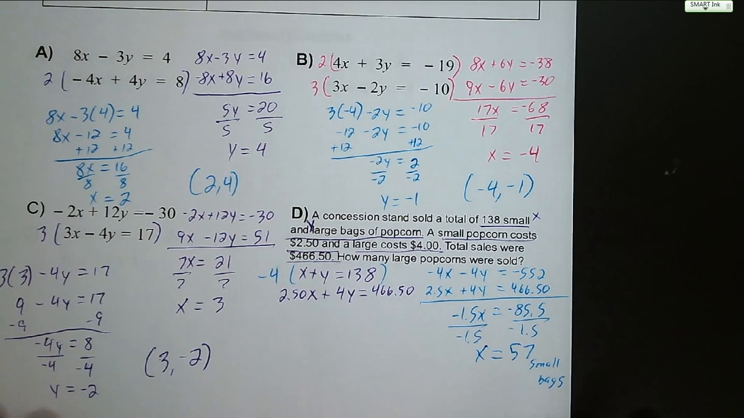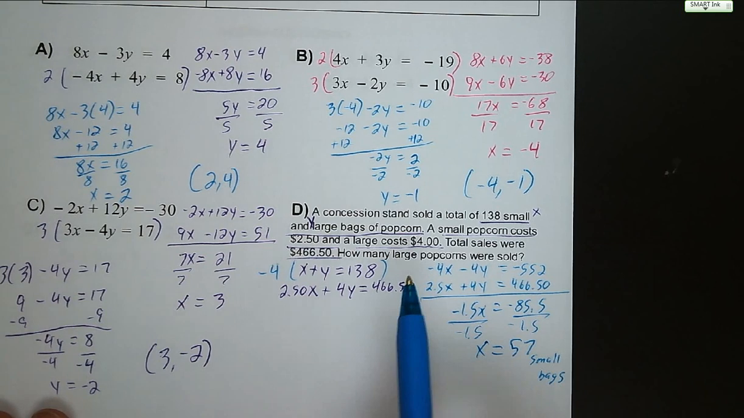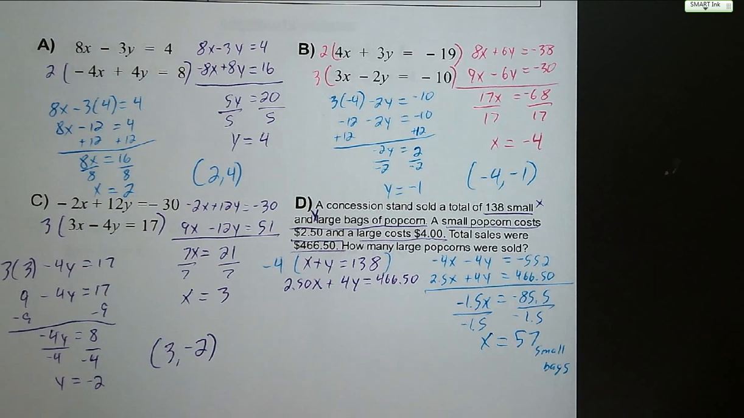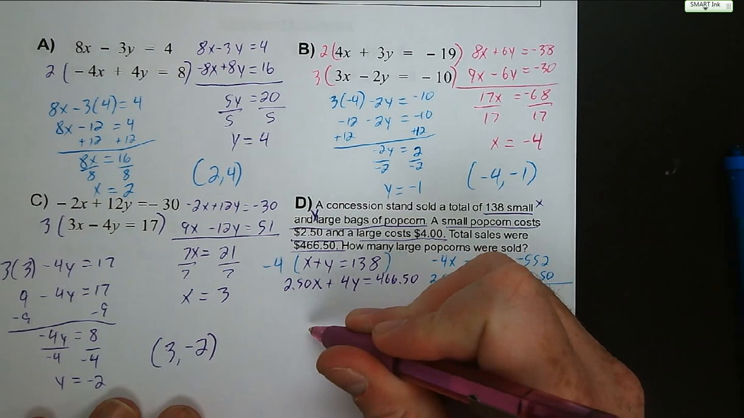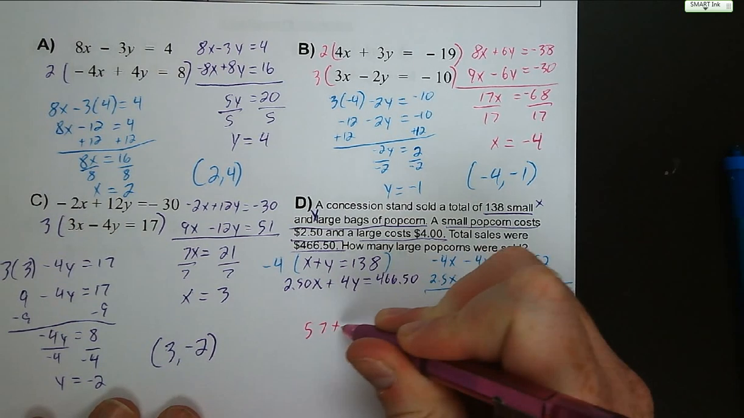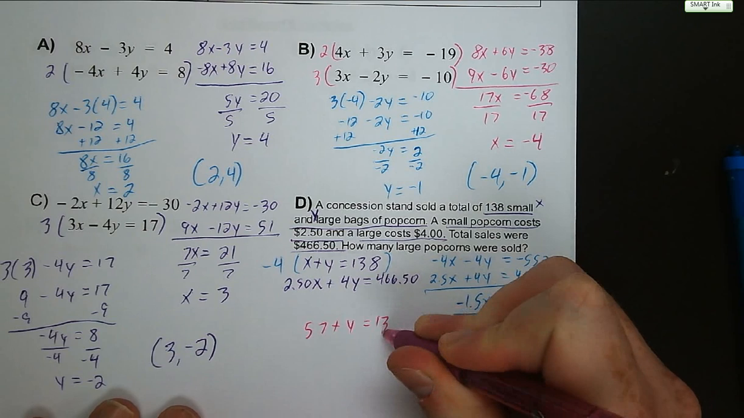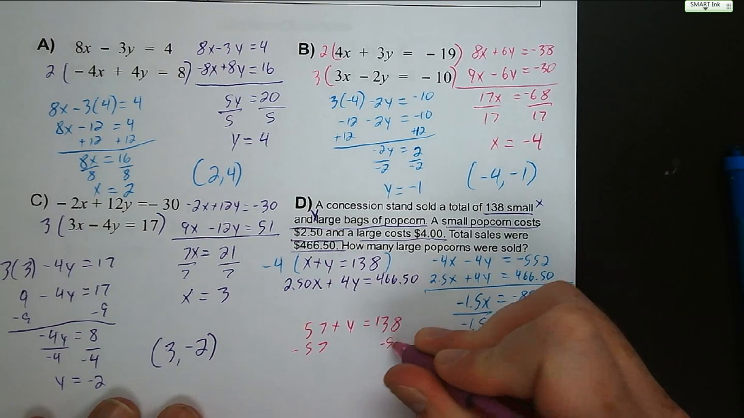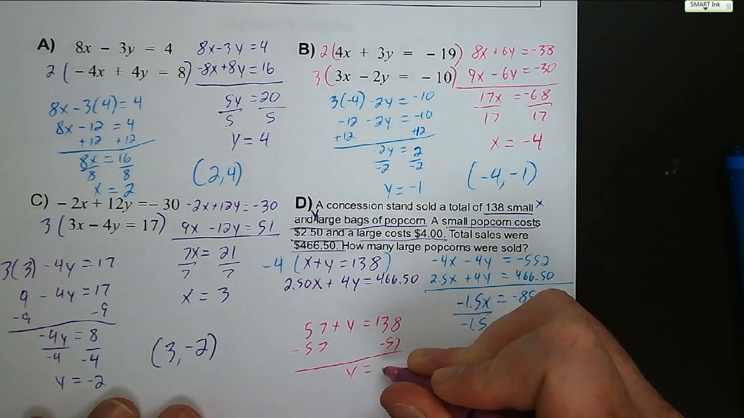Do we answer the question that was asked, though? Our question is asking us how many large bags of popcorn were sold, so we need to plug it in and find out what that number is. So I'm going to use the simple equation. We have 57 plus y equals 138. Subtract 57 from both sides, and y is equal to 81.